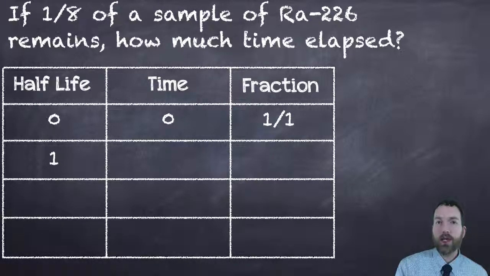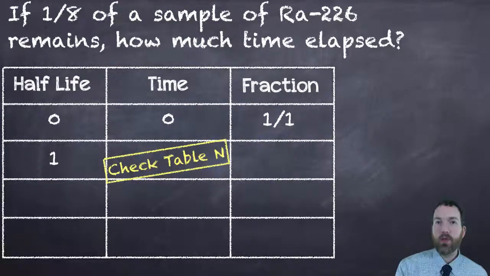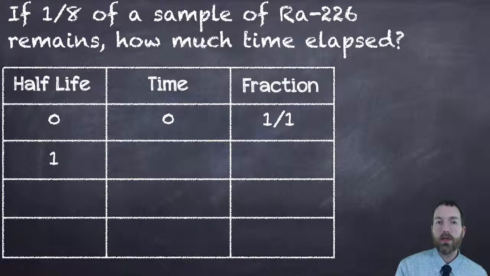So where do I check if I need to know the half-life for an isotope like radium-226? Table N. So you go to Table N and you scan till you find radium-226, and you'll see that the half-life is 1,599 years. So after 1,599 years, I'm going to have half of my sample, as per the definition of half-life. It'll be 1/2 of my fraction remaining.